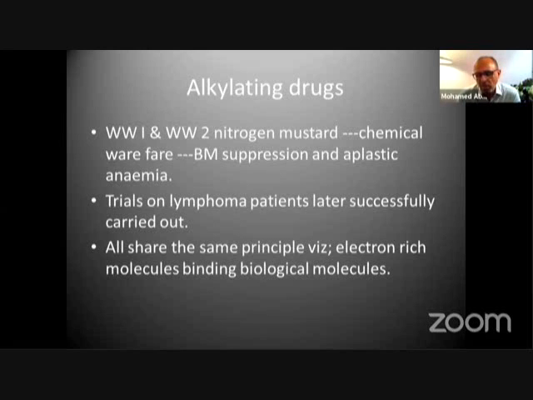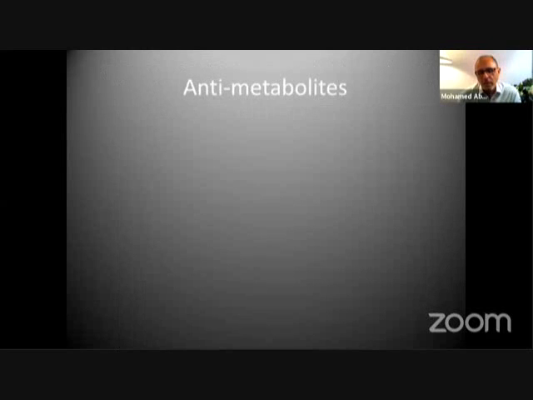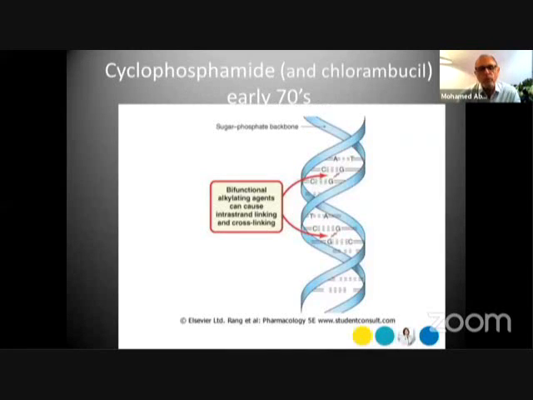The alkylating agents, the common factor in them is that they are electron-rich molecules which have the ability to bind biological molecules. By doing that, they cause inter-strand and intra-strand cross-linking between the two DNA strands. This prevents the separation of the strands, and thereby prevents the multiplication of the cell. It will eventually cause apoptosis of the cell as well. The most important drug is cyclophosphamide, and to a lesser degree chlorambucil.